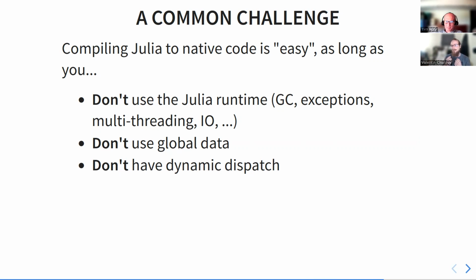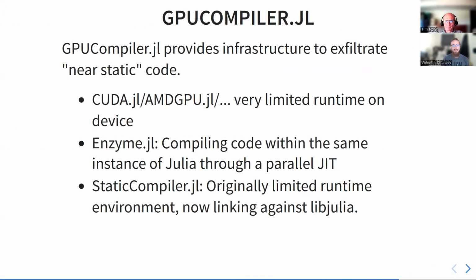And I think one of the most crucial aspects of any of these static compiling approaches that we're going to talk about in a second is that you can't have dynamic dispatch. We must be able to see all of the code possible. The GPUCompiler approach is an infrastructure that we've written and maintained over the years that allows us to exfiltrate near-static subsections of code that you might be using. We wrote it, as the name tells us, for GPU compilation, where we already have a very restricted runtime scenario. We can't do much.